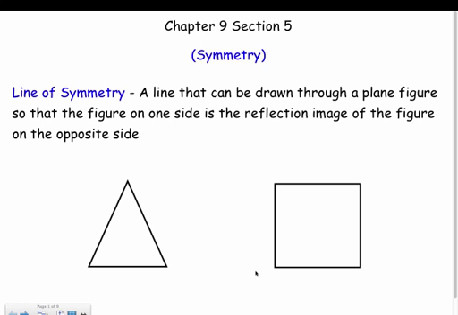We got a little symmetry here. Hopefully this should go pretty quick. A lot of you have been doing symmetry since you were in elementary school, so this should make sense. And hopefully we know that symmetry means it's the exact same on both sides.